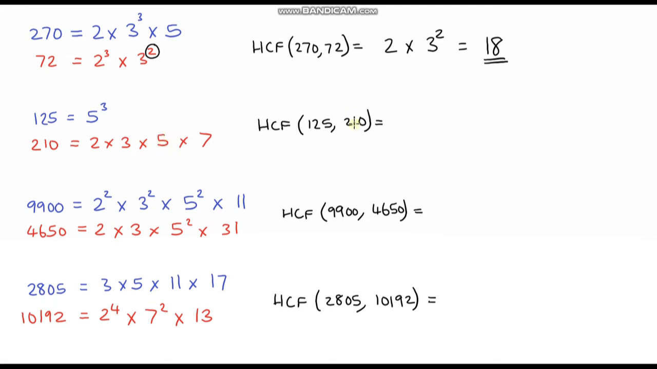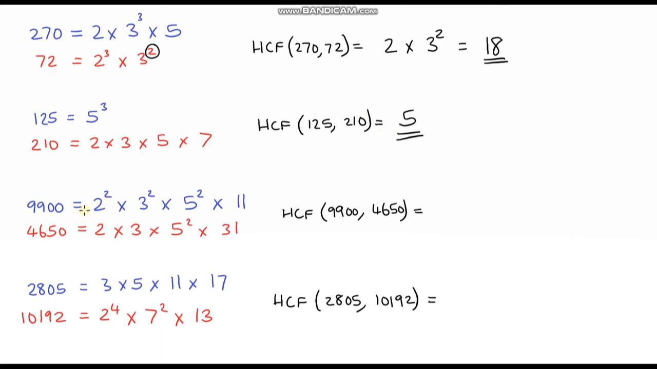So we can only use 1 5. And they don't have anything else in common. 270 has 7 as a factor, but 125 doesn't. So all we've got is 5. So our highest common factor is just 5. Okay, let's move on to the next one.